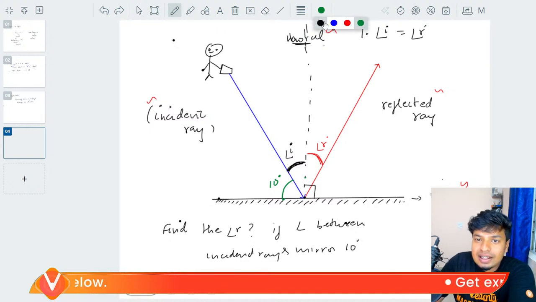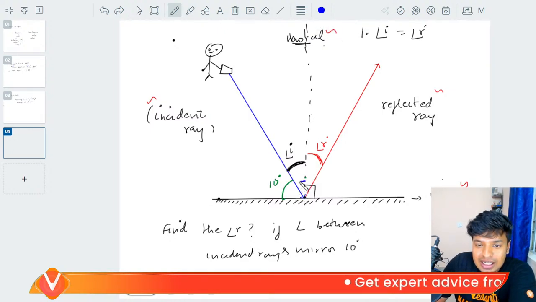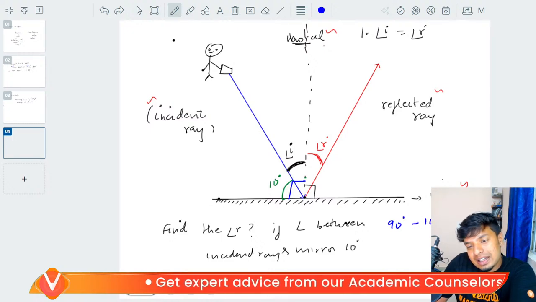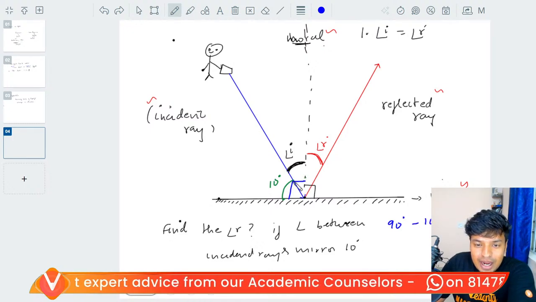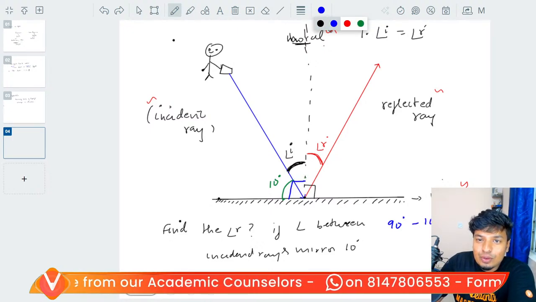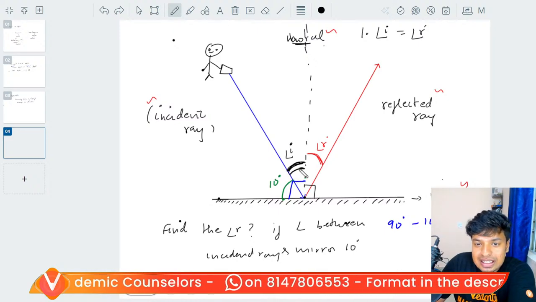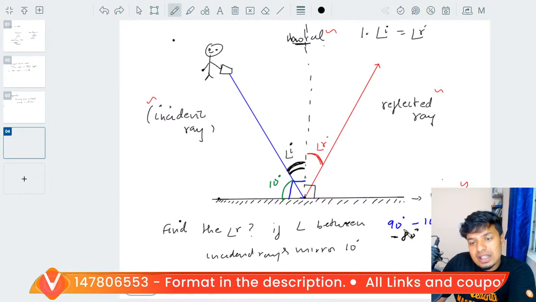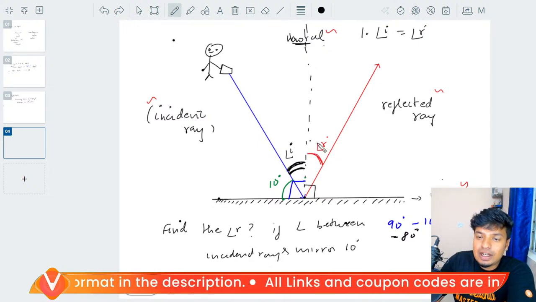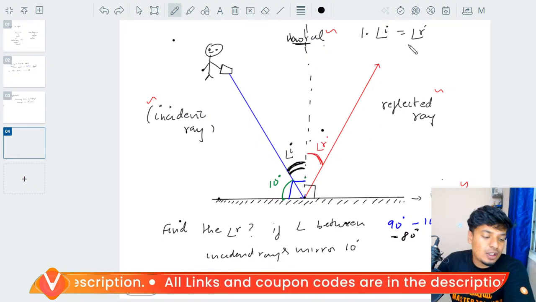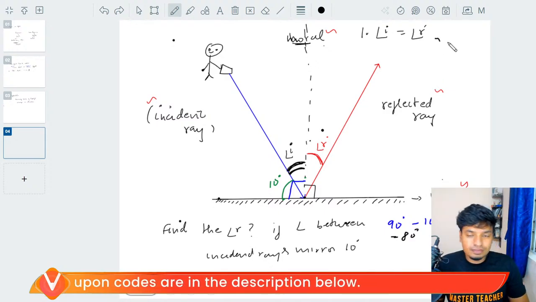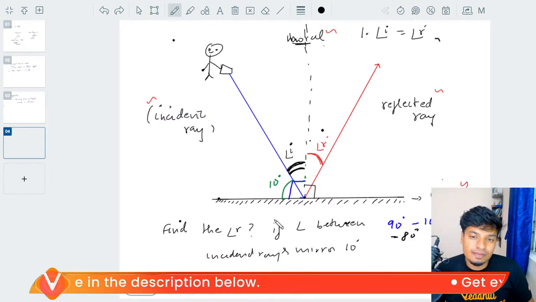What is the entire angle? It's perpendicular, so it will obviously be 90 degrees. So you will have to do 90 degrees minus 10 degrees. This minus this will give you our incident angle, that will be 80 degrees. So if the incident angle is 80, the reflected angle is also 80, because according to the first law, the angle of incidence is equal to the angle of reflection. That is the first law of reflection. Understood, everybody?